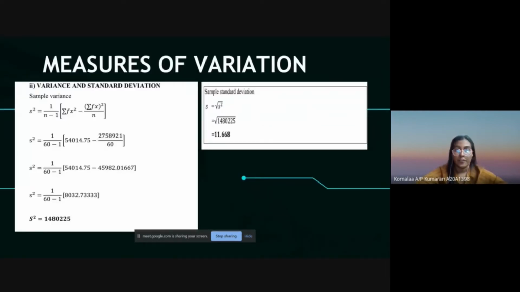Lastly, the measures of variation. First one is the sample variance, that is 1480225. The second is the sample standard deviation, that is 11.668.